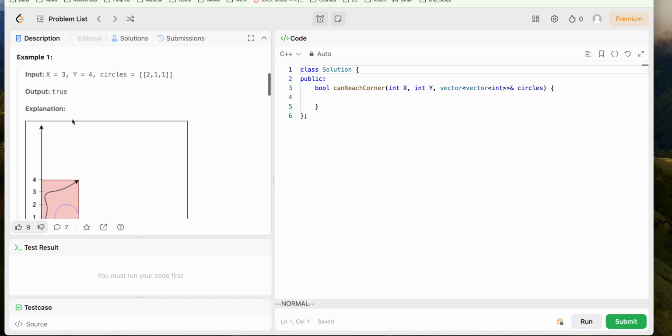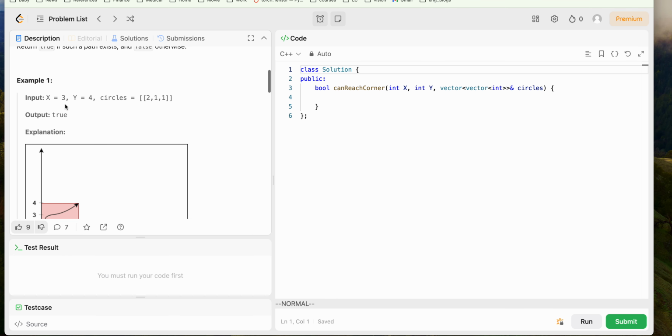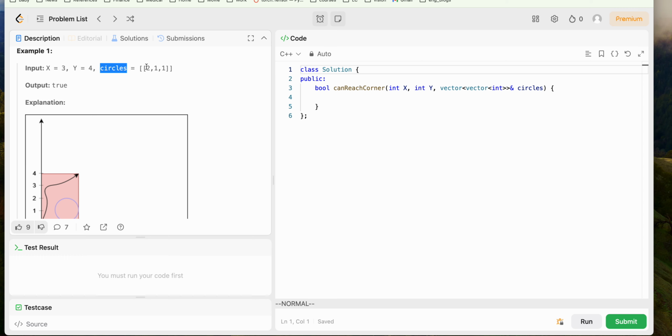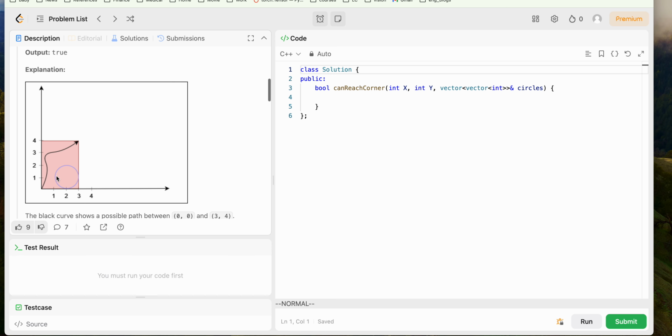You can go through the three examples. Let's go through the first one. For example, we have only one circle. It's centered at 2, 1, so it's centered here. And it has radius 1, so the circle is like this. So it's obvious that we can go from this point, follow some line to this point. We can also go some other lines, as long as we do not touch the inside of this circle, and also do not go beyond this rectangle area.